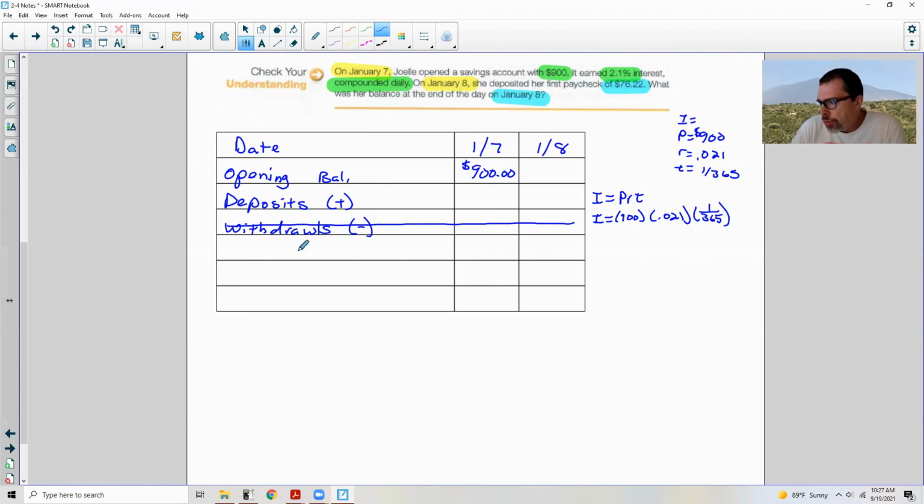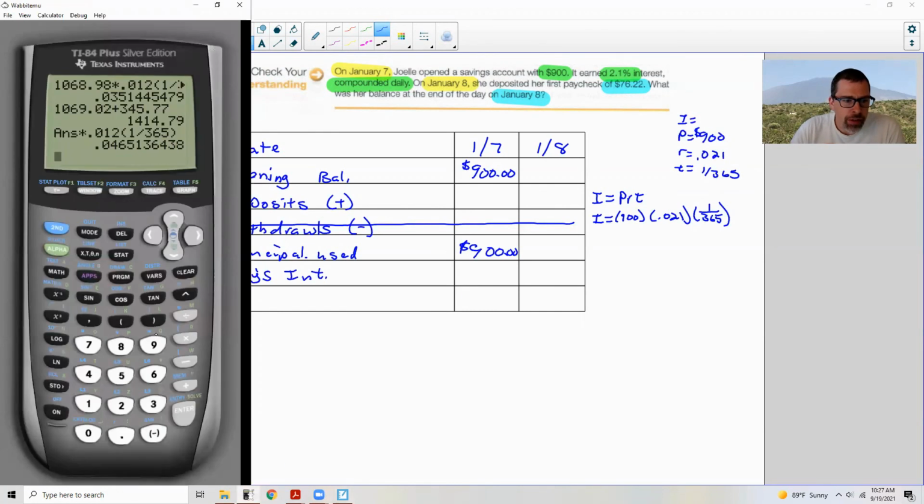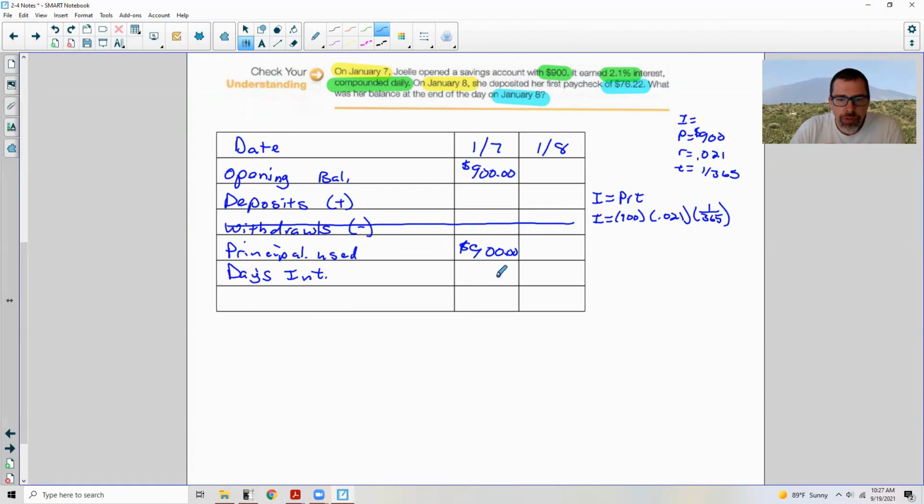Okay, and then we're going to put principal used. And that was $900 because nothing was added or subtracted. And then we're going to put day's interest, what was compounded daily. So that's this value here. Now we're going to just turn our calculators on and say 900 times 0.021 times 1 divide 365. Enter. And it's 0.0517, or 5 cents. So that's 0.05.